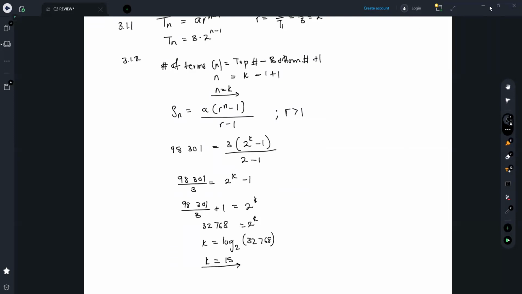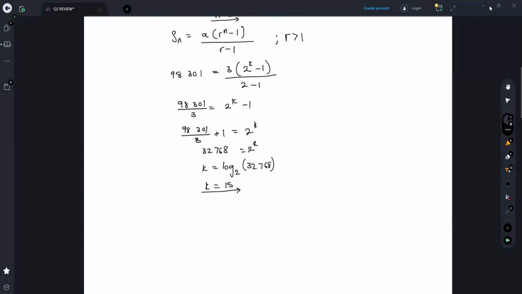So in this case, since k was the number of terms, it means that you have added 15 terms of that pattern above to obtain 98301 as a sum. Excellent. Now let us go on.